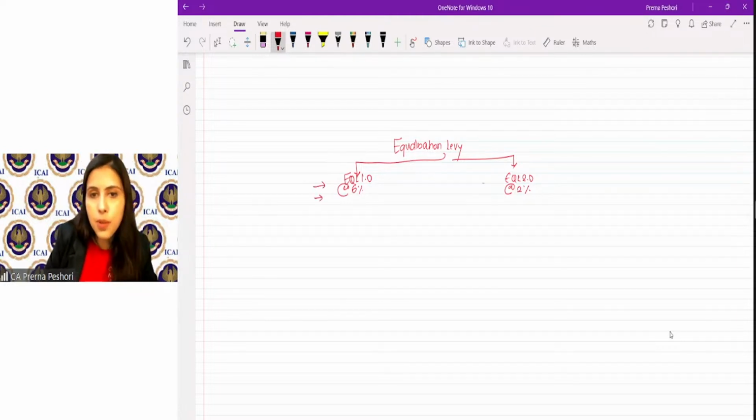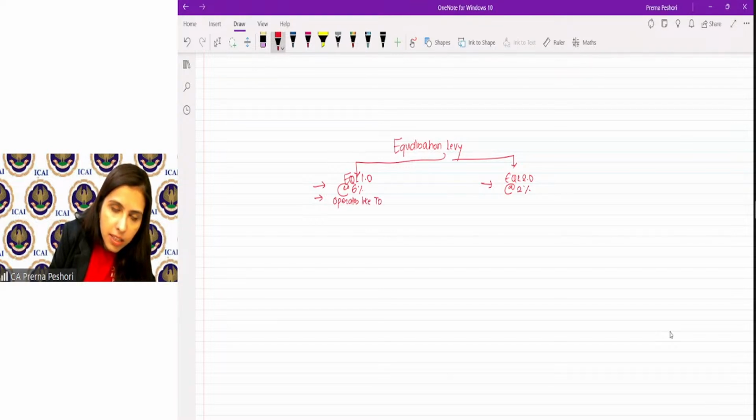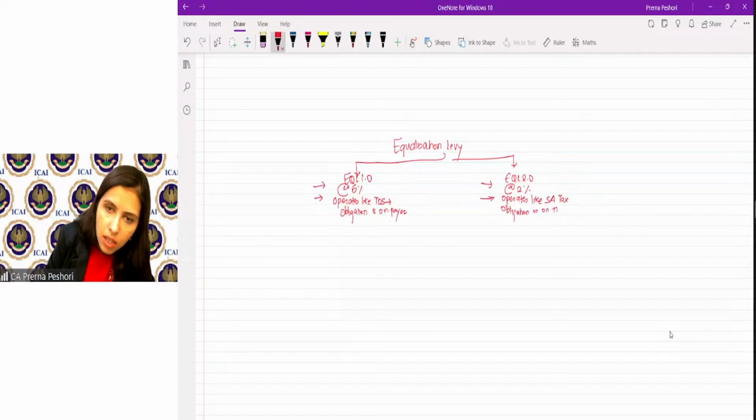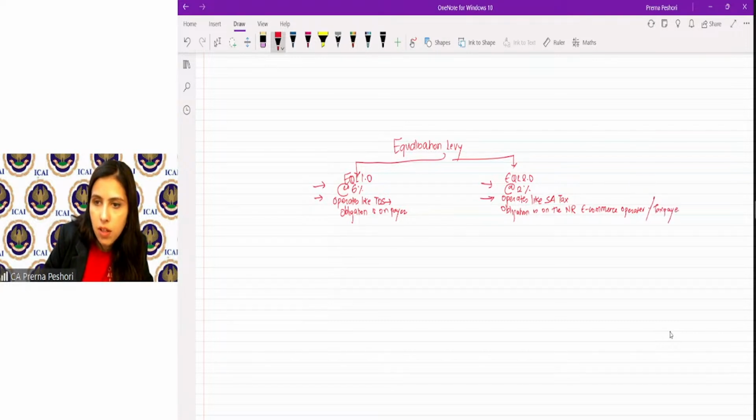First, I am giving you the differences between the two. This is at the rate of 6%, this is at the rate of 2%. This equalization levy operates like TDS, meaning the obligation to deduct equalization levy is on the payer. Whereas this equalization levy 2.0 operates like self-assessment tax, meaning the obligation is on the non-resident e-commerce operator or the taxpayer himself, right? So these are the major differences.